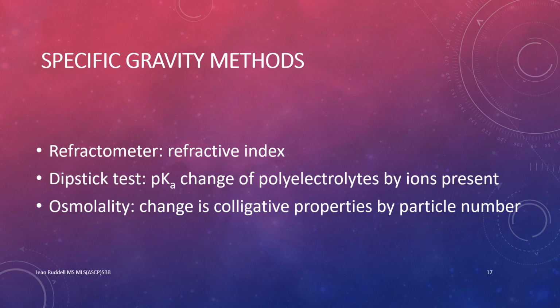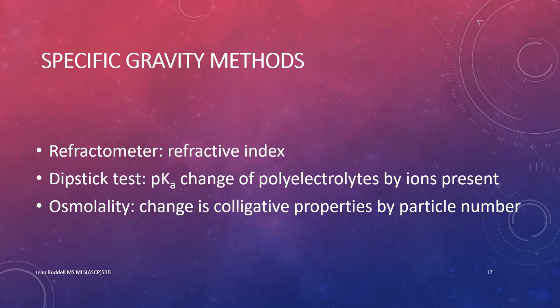If you don't get to use a refractometer in your lab, refer to Figure 4-3 in your book for instructions, or Figure 5-6 in the 7th edition. The most common method used in the laboratory for routine testing is the dipstick, which detects the pKa change of polyelectrolytes by ions present.